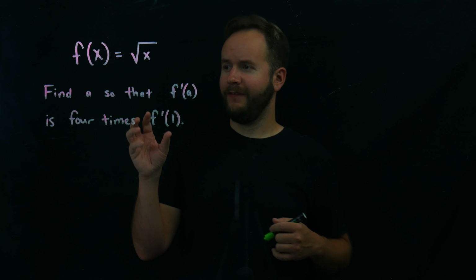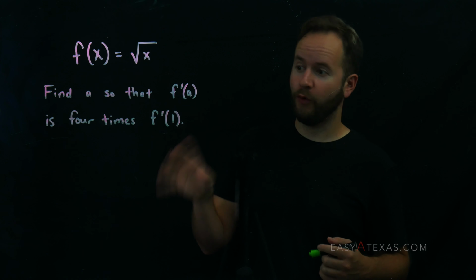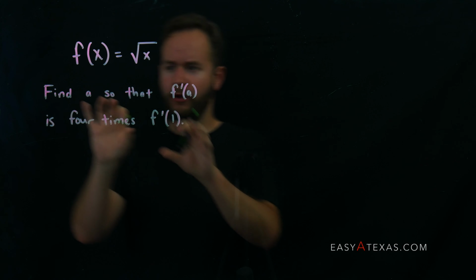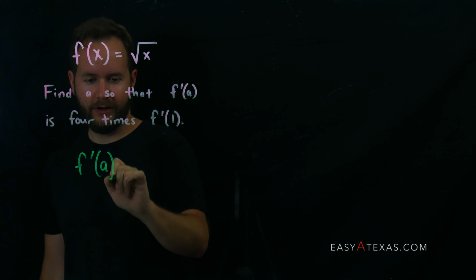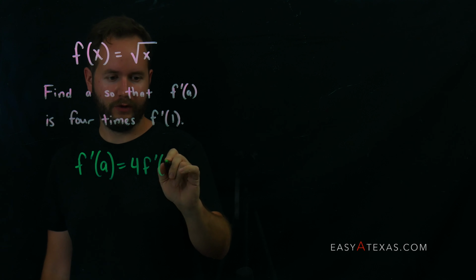In this problem, we're being asked to find the value of a so that f prime of a is 4 times the value of f prime of 1. Let's go ahead and write this statement in algebraic notation. So we want to find f prime of a so that it equals 4 times f prime of 1.